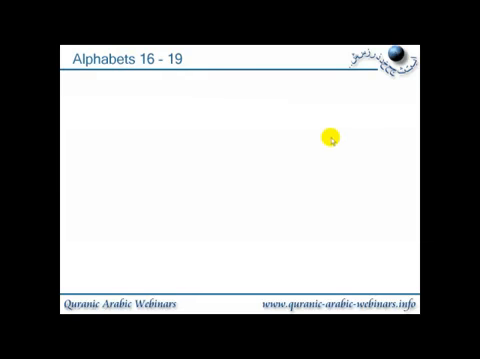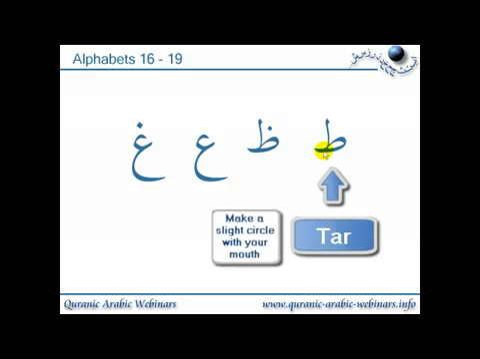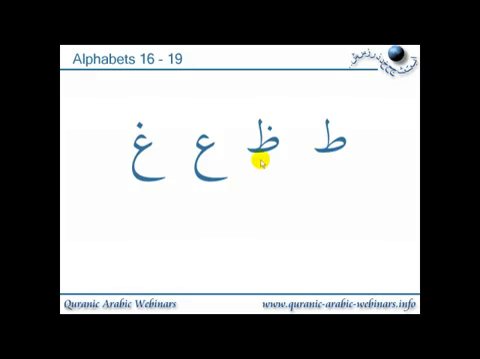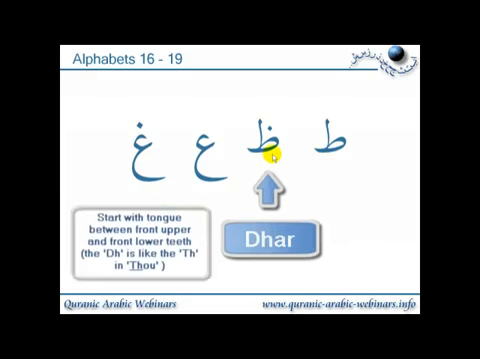Alphabets 16 to 19. The first two, the one with the loop and this vertical line. The second one exactly the same with a dot. First one is known as Thaw. Second one is known as Thaw.